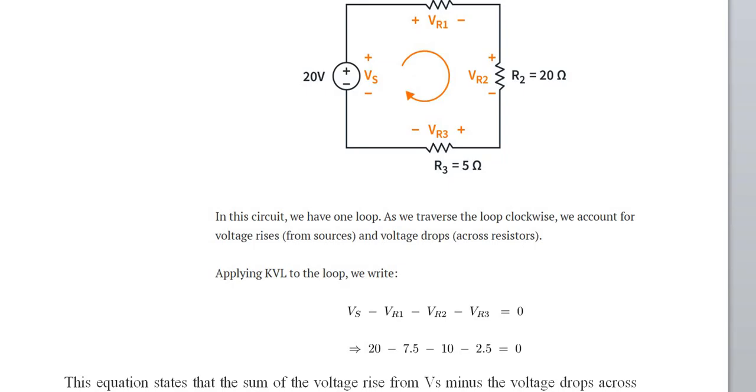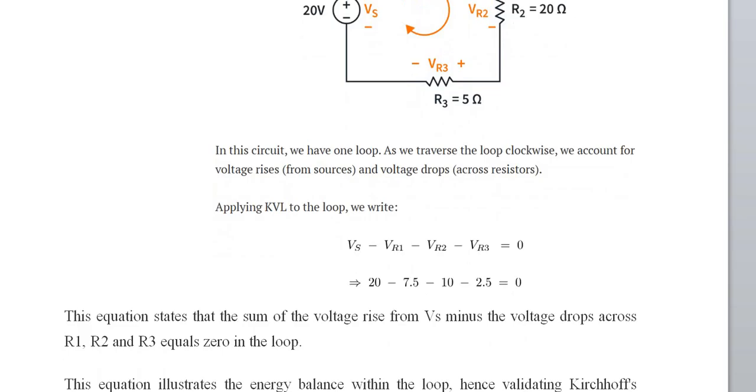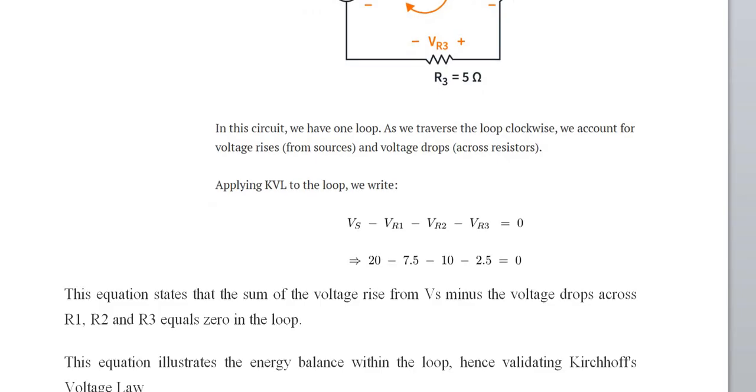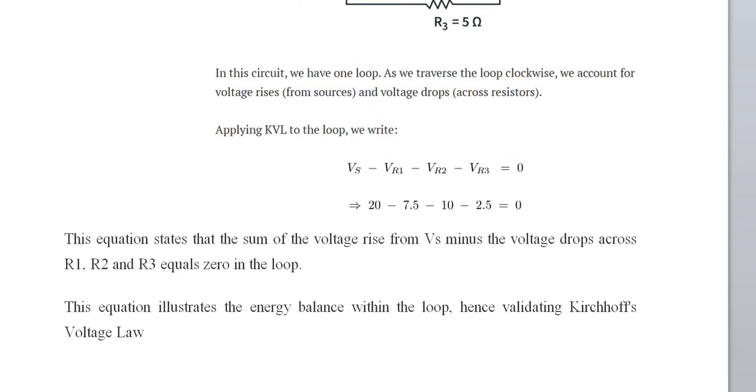So after substituting the values, 20 minus 7.5 minus 10 minus 2.5, we get the equation stating that the voltage rise from the voltage source minus the voltage drops across resistances R1 to R3, that is 7.5, 10 and 2.5, putting together it is 20 volts, and the source is also 20 volts, so 20 minus 20 is 0. This equation illustrates the energy balance within the loop, hence validating Kirchhoff's voltage law.